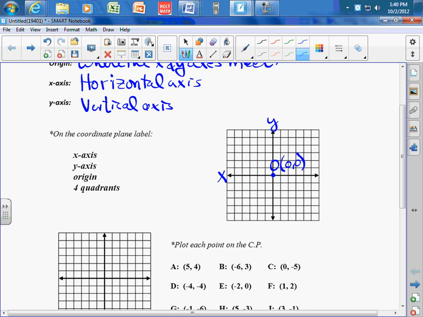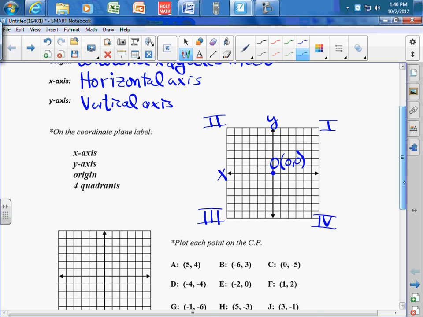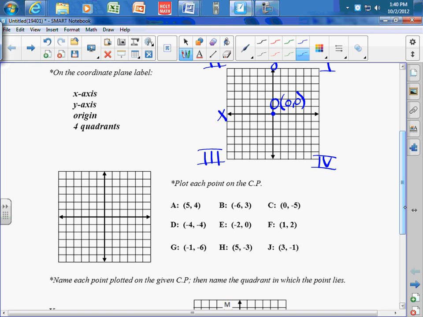Now, as you can see, the two axes break up the coordinate plane into 4 sections called quadrants. The upper right-hand quadrant is Roman numeral 1, and we use Roman numerals to show the quadrants. So Roman numeral 1 in the upper right-hand corner, and we're going to go counterclockwise from there. So 2, 3, and 4 are our quadrants. And the reason we have the coordinate plane is to be able to plot and label points.